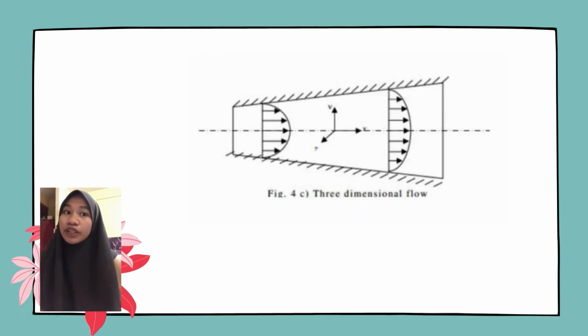Let me go to the picture of the diagram. For example, let's say the flow in this pipeline. As we can see, starting from the back it is smaller, then the further along, the larger the size. The change in the pipe causes the water to flow with speed in the x, y, and z directions. So this flow is known as a three-dimensional flow.